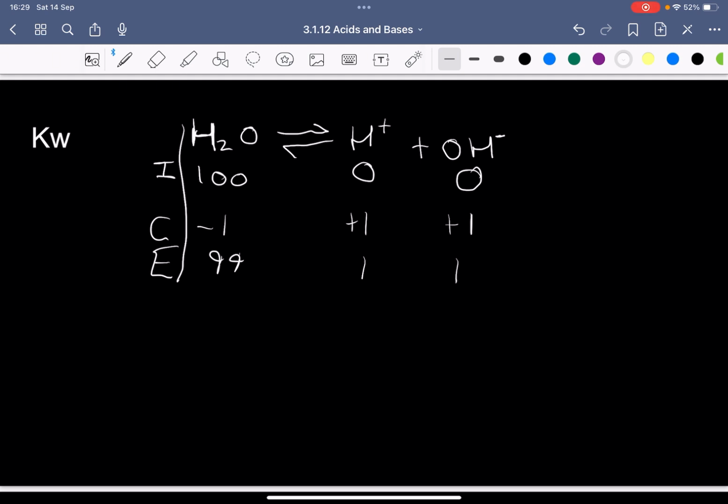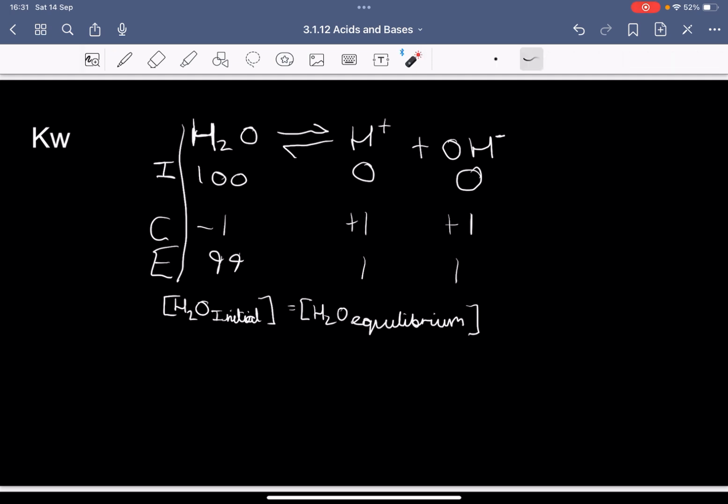Now, your water, it was 100, and now it's 99, right? And that's quite similar. So essentially, your water has barely changed, okay? Your concentration of the water initially is the same as your concentration of the water at equilibrium, okay? Because it's barely changed. Now, this is really useful afterwards.